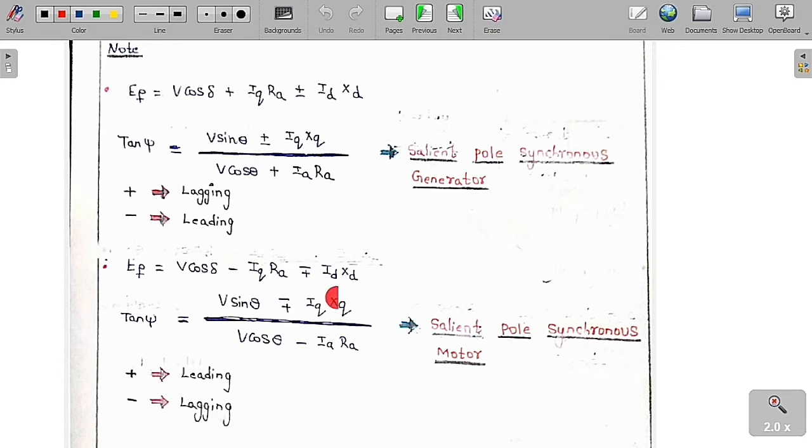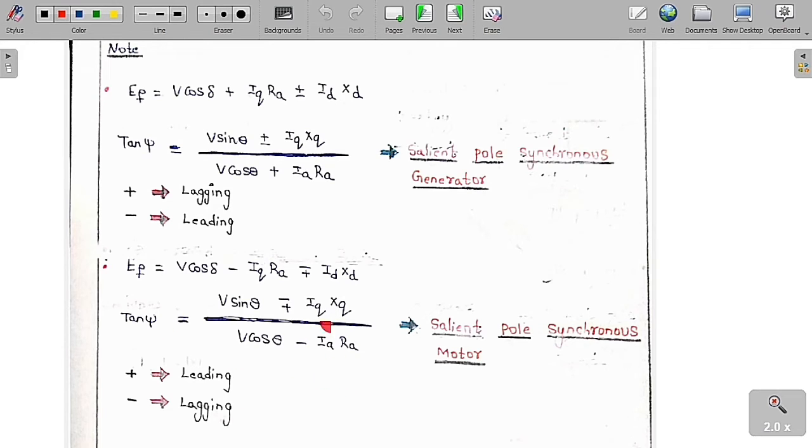So this is the current that we are going to get, the EMF equation, which is EF is equal to V cos delta minus/plus IQ into RA minus/plus ID into XD. And tan psi is equal to V sin delta minus/plus IQ into XQ by V cos delta minus IA into RA. So these are the equations that we are going to get from the analysis of the lagging power factor and the leading power factor. Plus is used for the leading and minus is used for the lagging. So this concept we have learned up to now.